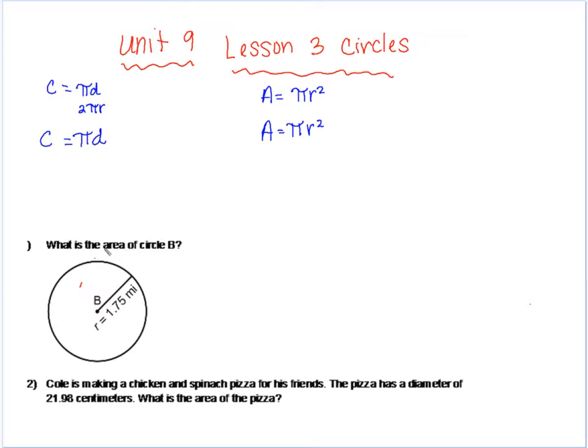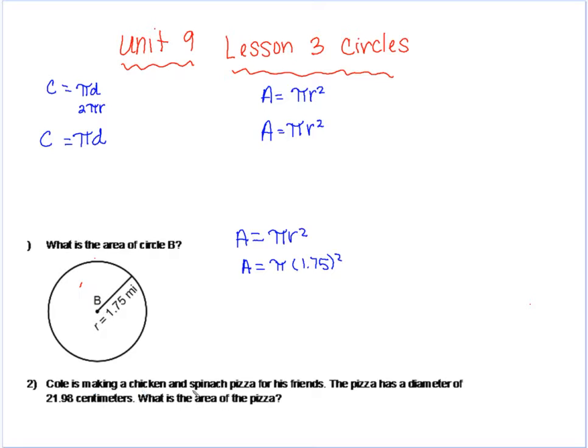Number 1. What is the area of the circle? Okay, area is pi r squared, and they give me my radius. So area equals pi, I believe we're using 3.14, times 1.75 squared. And you want to square that first.